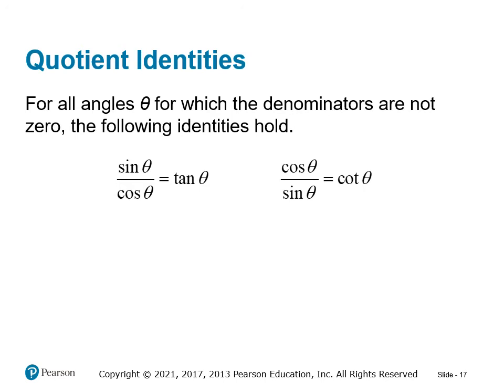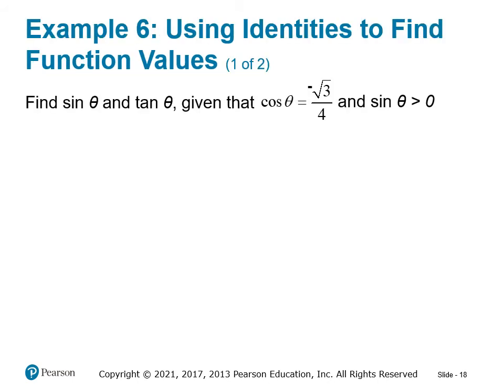Quotient identities. For all angles theta, for which the denominators are not 0, the following identities hold. Sine over cosine equals tangent, and cosine over sine equals cotangent. Now let's look at, if we're given one of the functional values, how we can find the other functional values from the identities.